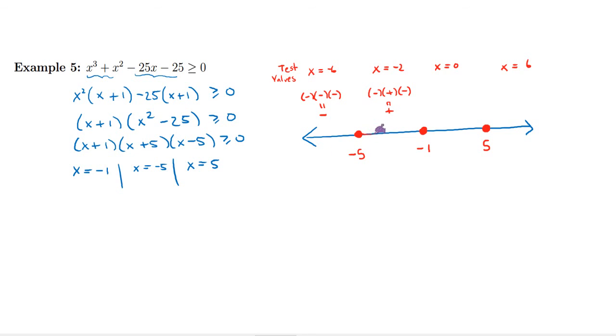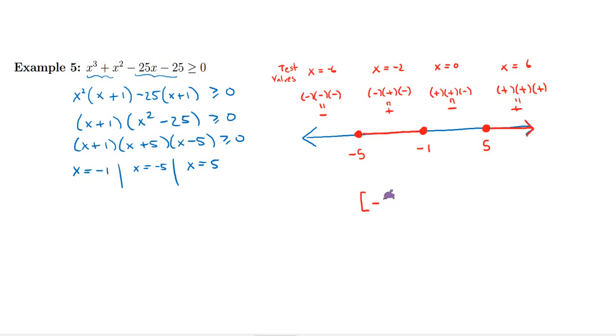So we want that. And then plugging in 0, we get positive, positive, negative. So that is a negative. We do not want to include that. So plugging in 6, we get plus, plus, plus, which gives us positive. So we will include that. So that's our graphical solution.